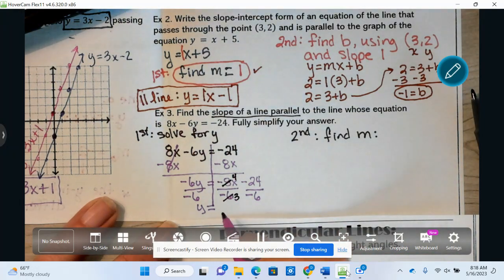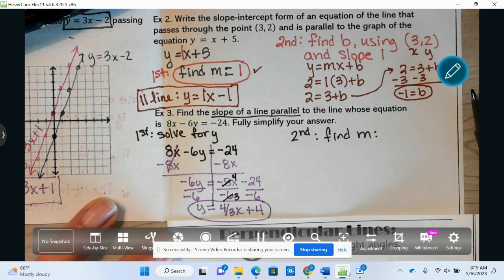Do you guys see that? So y equals 4/3 x. And a negative divided by a negative is also a positive. And what is 24 divided by 6? It's 4. So this is the equation when I have solved for y. So what is my slope?